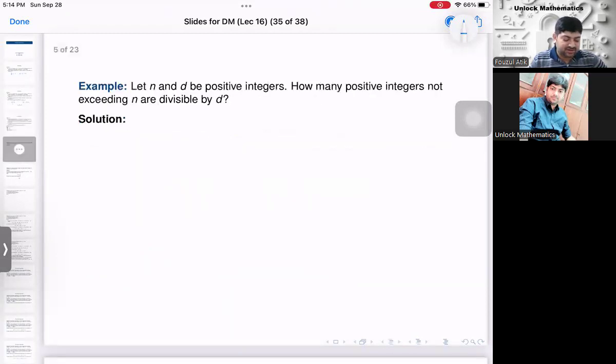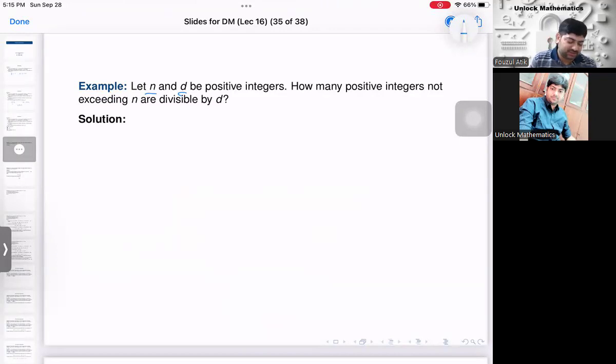Now I have a very interesting problem, and if you put in a little bit of thought, you will be able to answer this question. Let n and d be positive integers. How many positive integers not exceeding n are divisible by d? Here, two positive integers n and d are given.